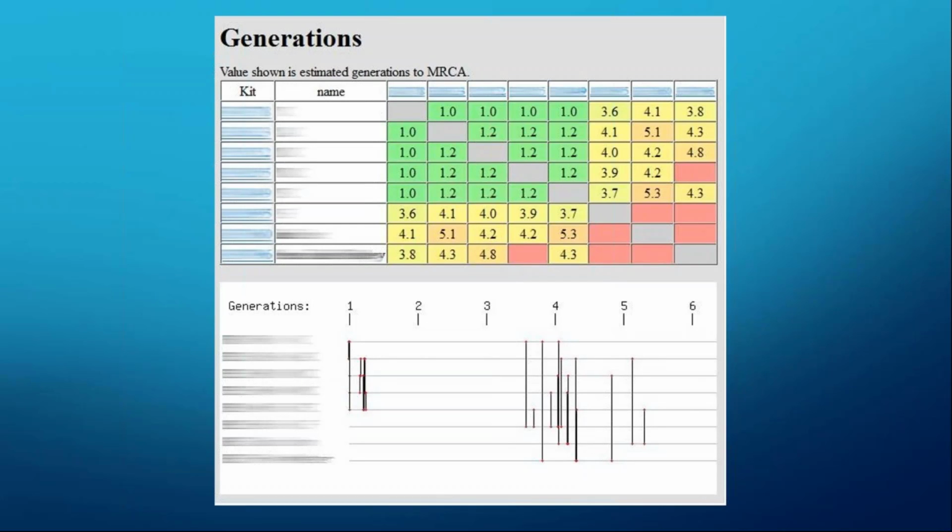This is a generations tool. So you can plug some kit numbers in there, and you can see the estimated generations where the most recent common ancestor is estimated to be for each individual kit.